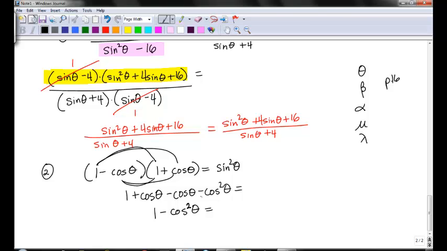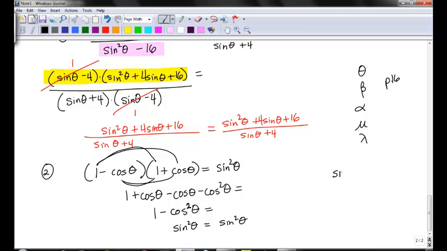You should find it on your card. Sine squared theta plus cosine squared theta equals 1. Now, what's 1 minus cosine squared theta? Sine squared. So you'd have sine squared theta equals sine squared theta. Bring down the right side and you're done. Okay?